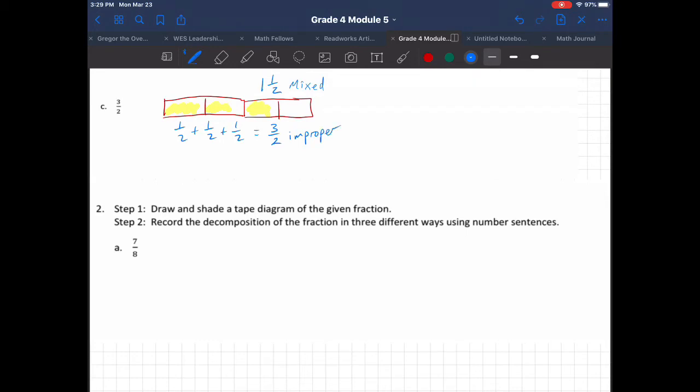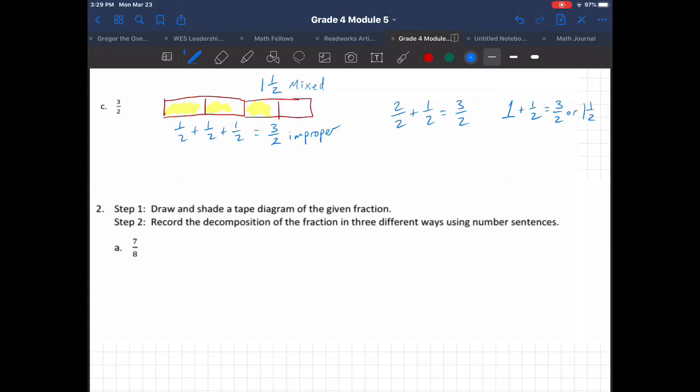Okay, now I have to find 2 other ways to get to 3 halves. Let me see. I could do 2 halves plus 1/2 equals 3 halves. And I think I'm going to also, this seems a lot alike, but I'm going to call 2 halves 1 and say 1 plus 1/2 equals 3 halves, or 1 and 1/2.